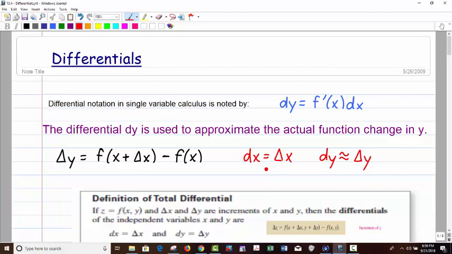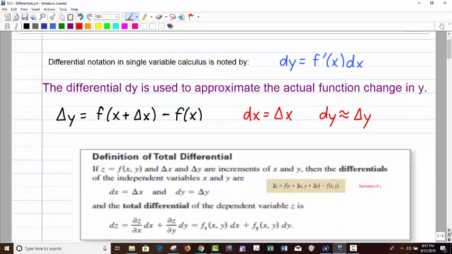All right, so we looked at some examples when we did that with if measuring devices were off a little bit, then how much would that affect the overall measurement of something like volume or area or something like that. So it's okay if you've forgotten that because you wouldn't have likely used that in Cal 2 anyway.